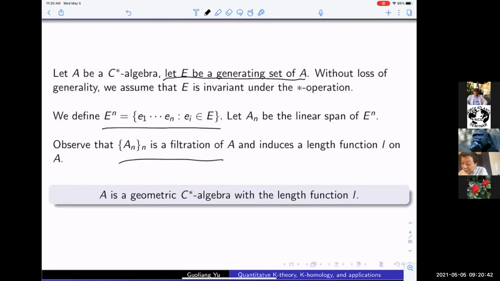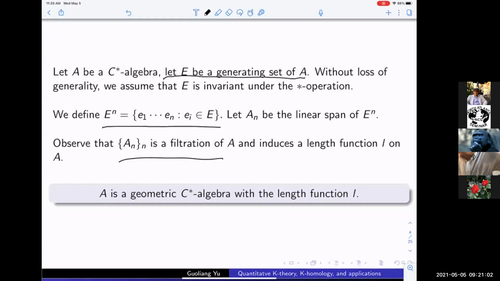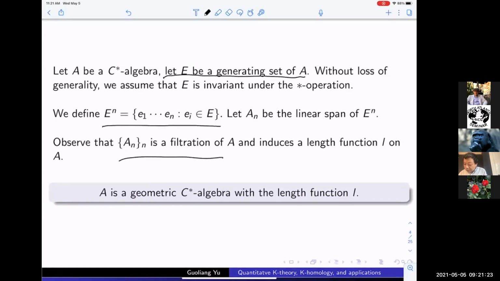So it's quite intrinsic. And of course, you might say you're interested only in infinitely generated C*-algebras, but those are inductive limits of finitely generated ones. So if you understand all finitely generated C*-algebras, of course, you understand everything. What I'm trying to say is that a geometric structure or length function on a C*-algebra is a very natural phenomenon.